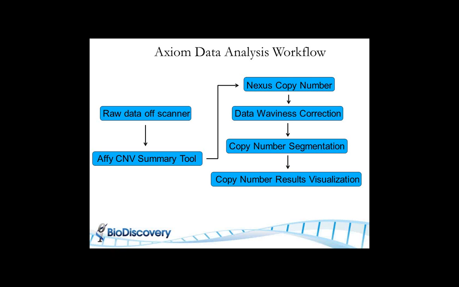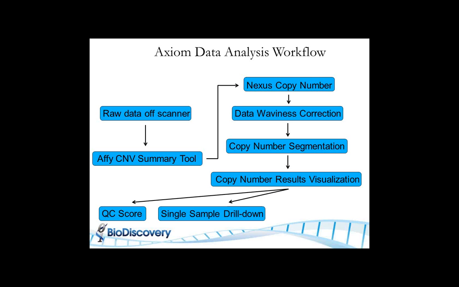And once you get the segmentation done, you get a copy number results visualization. From there, you can visualize multiple samples or single samples, depending on what you want to do with your data. Besides the data, it also provides a QC score to say for each sample what the quality of the sample is, how noisy the data is. You can go down to a single sample drill down to look at each sample individually, what kind of events that sample has. You can also do advanced analysis depending on your research.